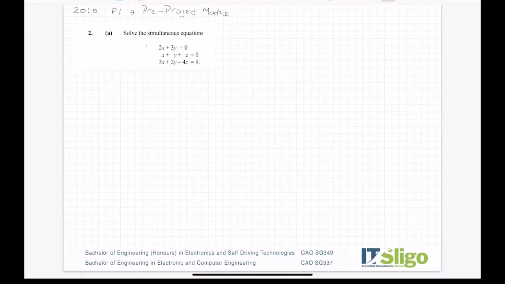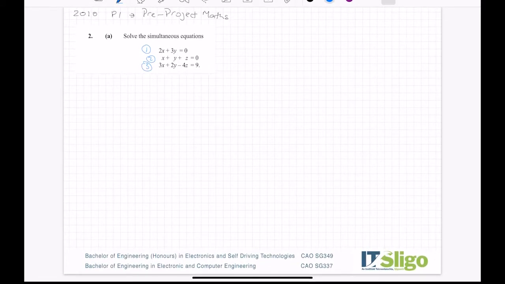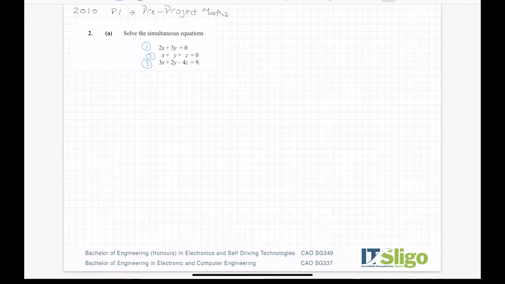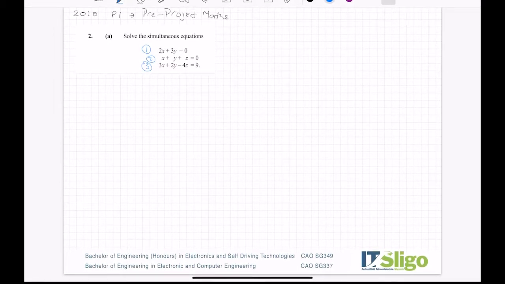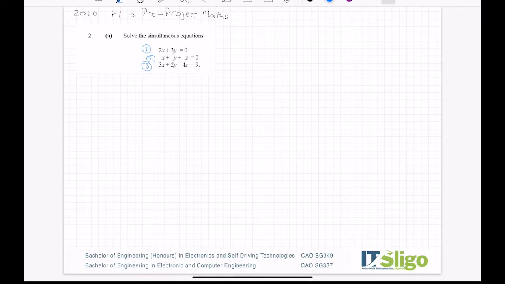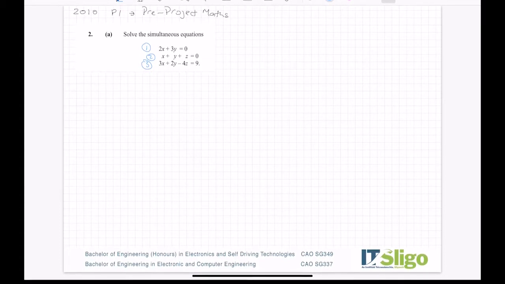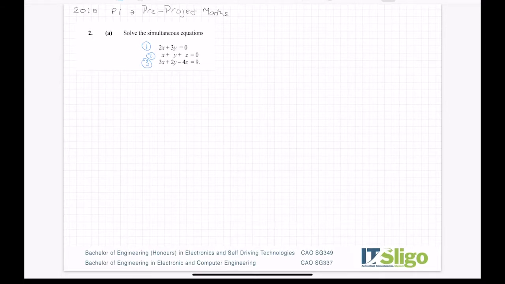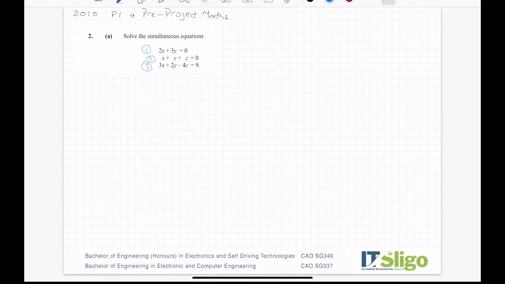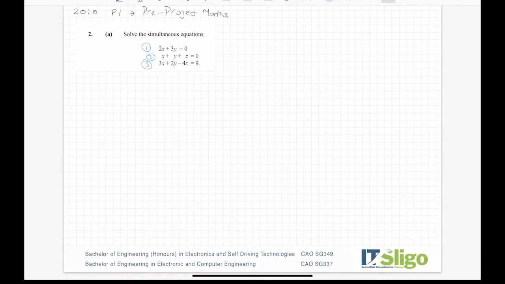The first thing you do is you label your equations 1, 2, 3, so you can refer to them easily enough. Then you select a pair of equations and you eliminate one of the letters from it. You then select the equation you haven't used and one of the other ones, and you eliminate the same letter. That's really important. It has to be the same letter that you eliminated. Then you bring those two new equations together and solve them, and then you go back and get the other letters. Those steps will make more sense as I go down through this one.